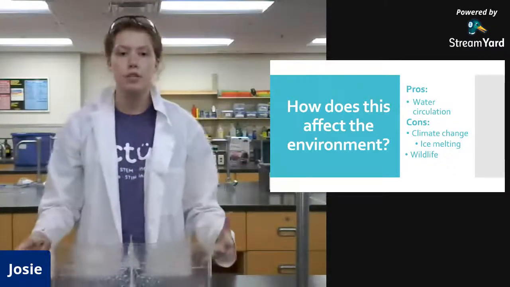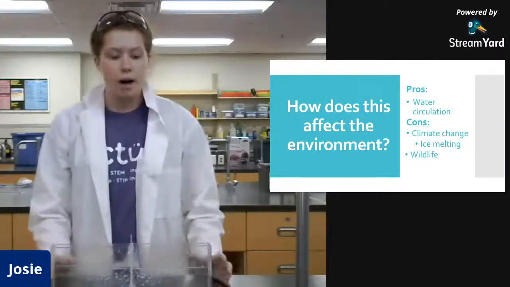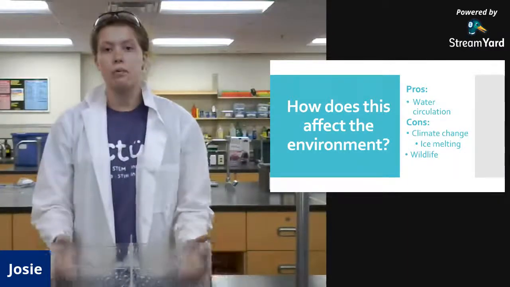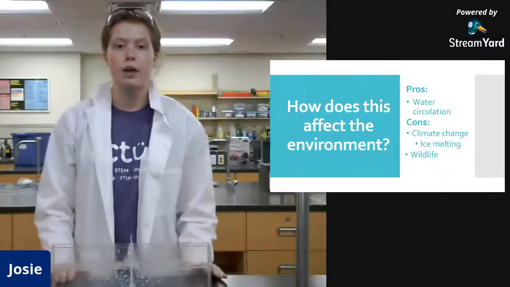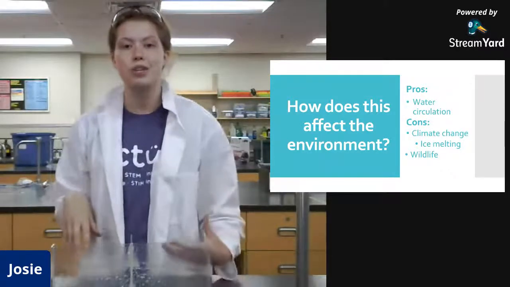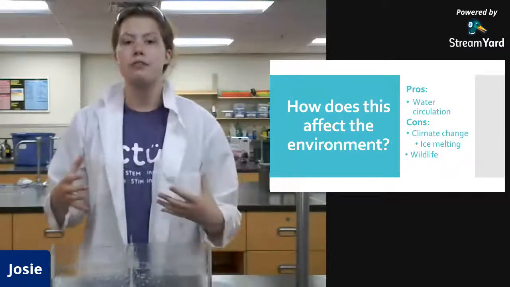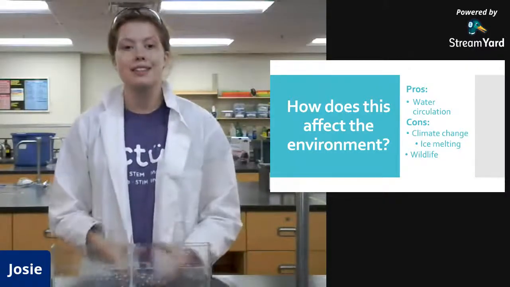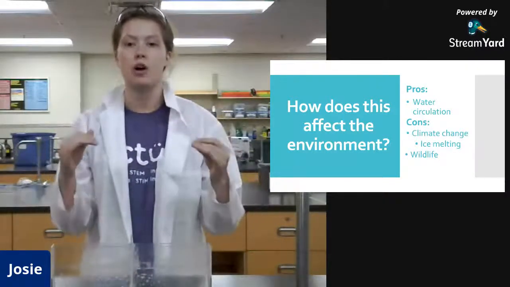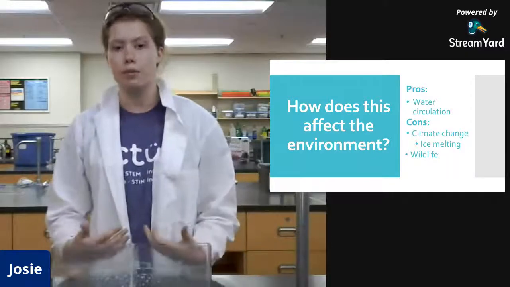Everybody knows about climate change and how it's affecting the world. So there's a lot of ice melting. Well, ice is all fresh water. And when that fresh water is introduced into the ocean, it's not really enough to cause the circulation, but it is affecting the amount of fresh water that's sitting on top of it, which can be harmful to wildlife.